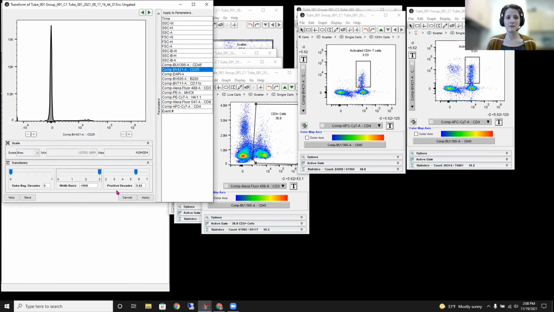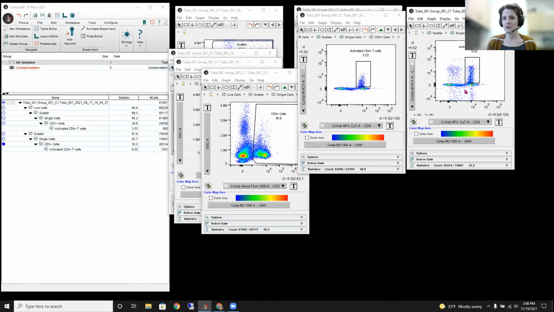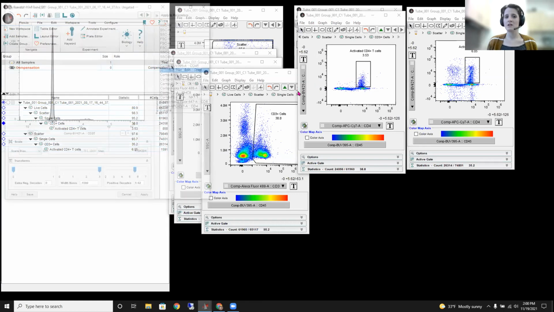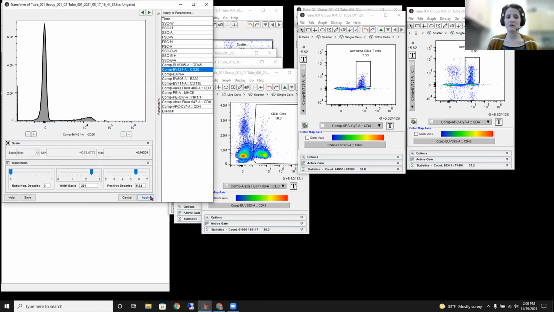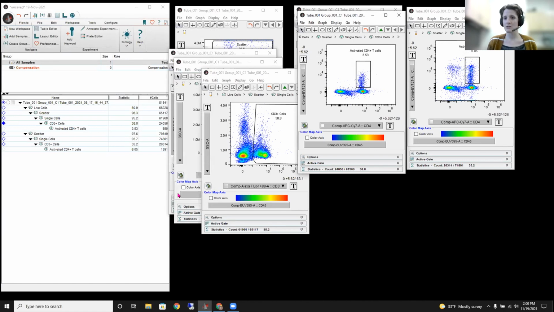So if I adjust that width basis back to where it was before, you see all of these events down here that were more in the way of the extreme negatives, right? We're seeing some dirtiness in our data. Once we've cleaned that up by excluding those dead cells, this same data file looks much cleaner. So you can imagine, as you're going through your analysis and looking for very small changes in population expression, how critical it really is to include a viability dye.